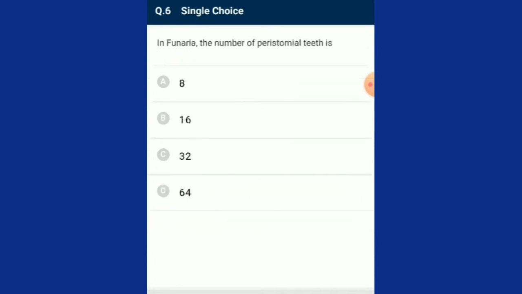Question number 6. In Funaria, the number of peristomial teeth is 32. The sporangium of Funaria is composed of apophysis, theca, and operculum. The peristome lies immediately underneath the operculum. It consists of two sets of long conical teeth. There are 32 teeth present. The teeth of both sets are on the same radii and thus opposite to each other.